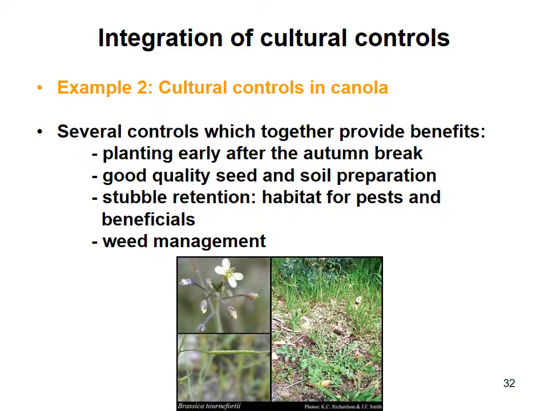And finally, weed management. Controlling broadleaf weeds in winter, the year before the canola crop, will reduce the number of pests such as red-legged earth mite. Controlling flowering brassica weeds will reduce the nectar sources for diamondback moth and cabbage white butterfly, and so reduce the number of eggs that they lay.